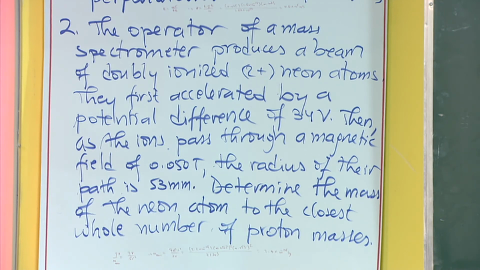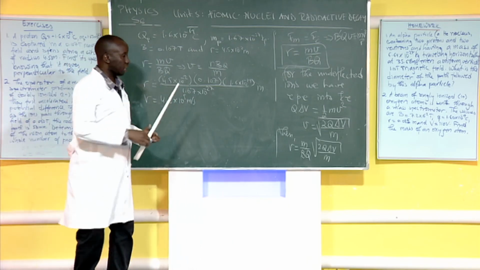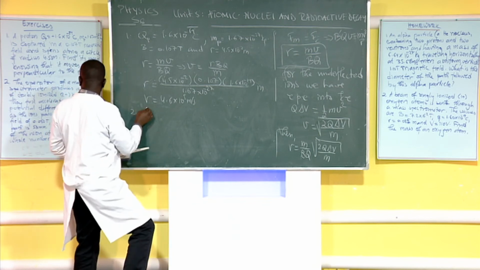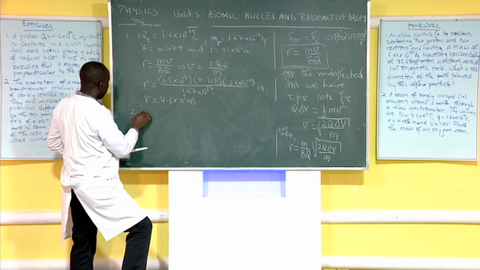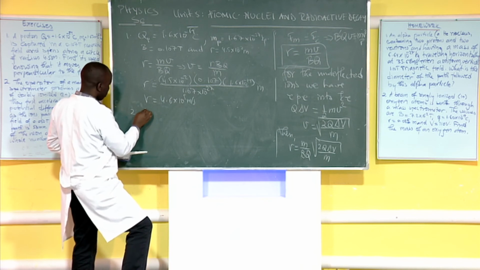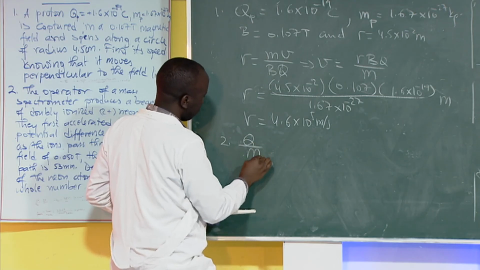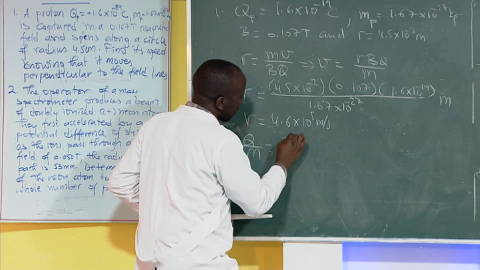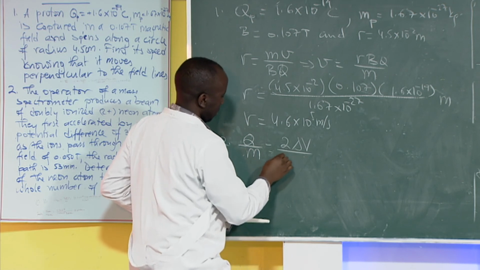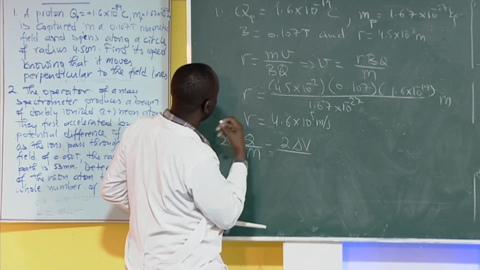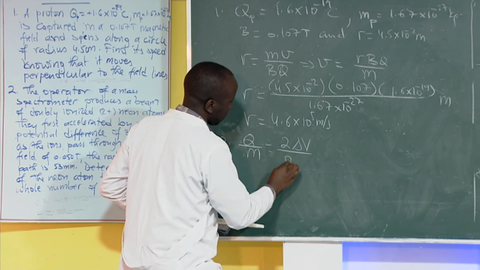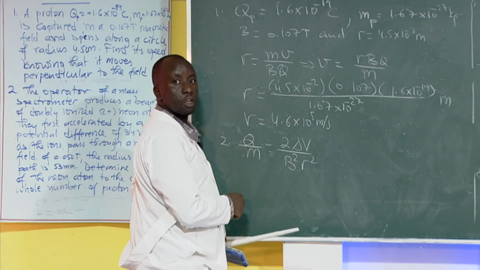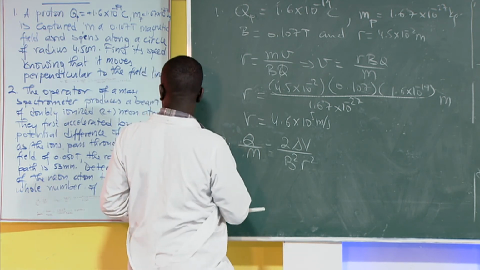Now, students, let's have the data again, and then we substitute. So this is for number 1, then for number 2, what do we have? Just to be quick, remember the expression that we have used for this one. We have said that the charge to mass ratio is equal to, do you remember that? So we said that the potential difference is equal to, over the magnetic field squared. So from this expression, we can find the mass.